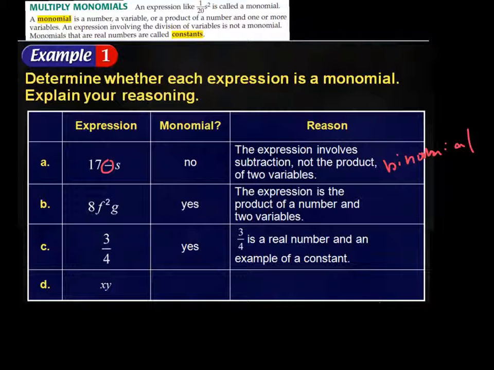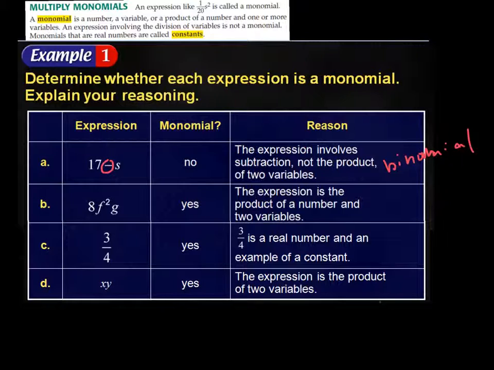And for part D, we have xy. And that's a definite yes because it is the product of two variables. So that is okay. Now that we have looked at identifying what is a monomial, we're going to look at how to multiply two or more monomials.